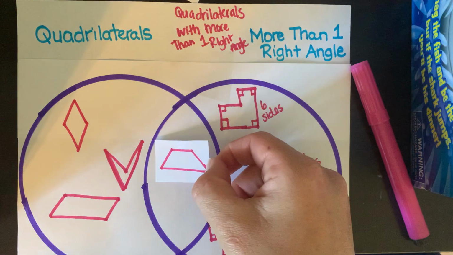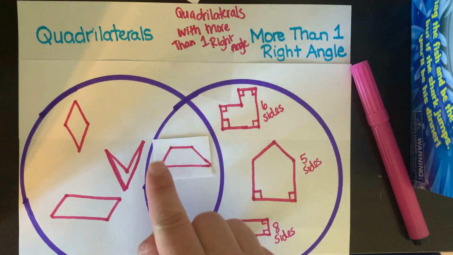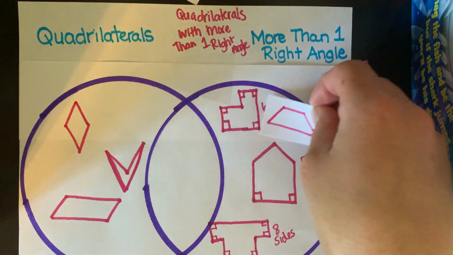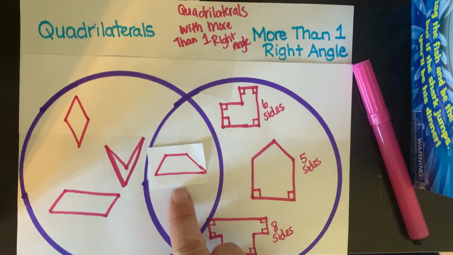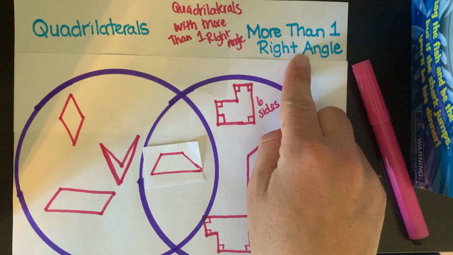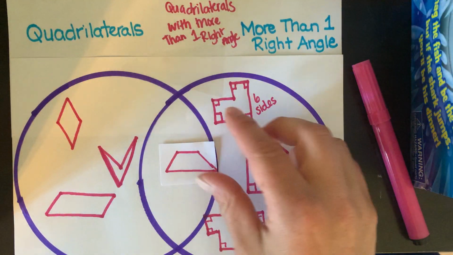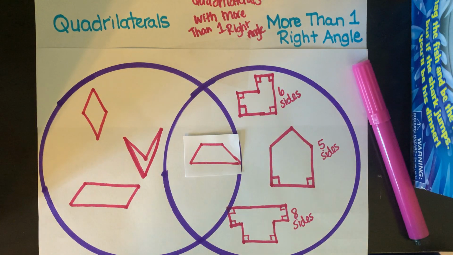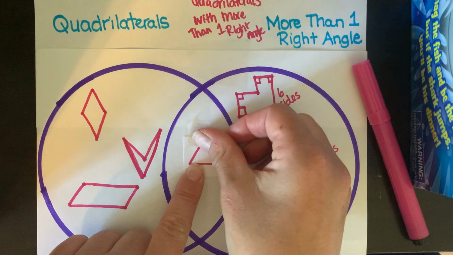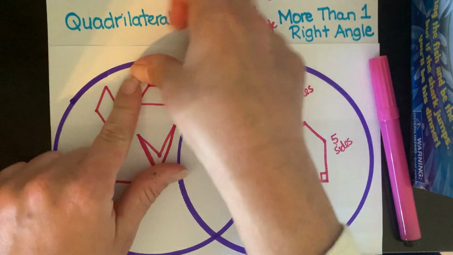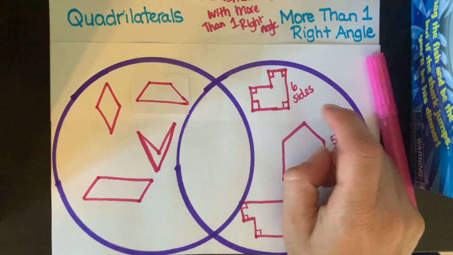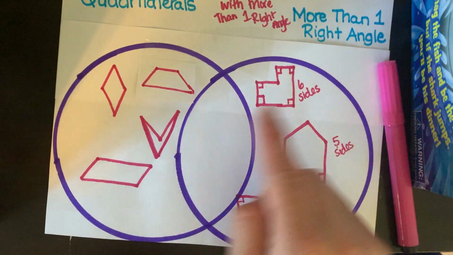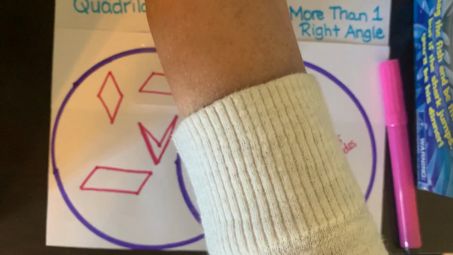First, I have a shape. I do not recognize any right angles. So right away I know I can't put it on this heading because it doesn't have any right angles. And in order to be here, you need more than one right angle. So let me see if I can put it on the quadrilateral side. 1, 2, 3, 4. Yes, it has 4 sides, so I can call it a quadrilateral. And I certainly can't put it in the middle because if it doesn't have more than one right angle, then it certainly can't have both of these attributes. All right, let's take a look at the next one.